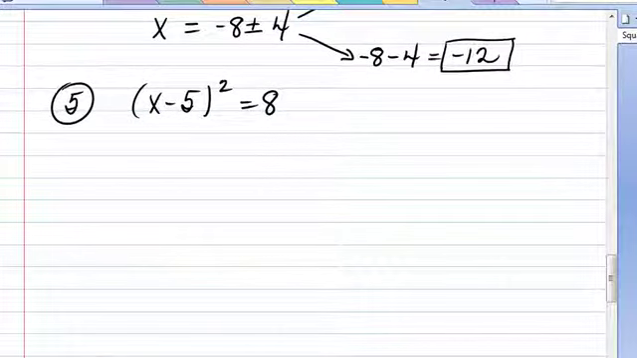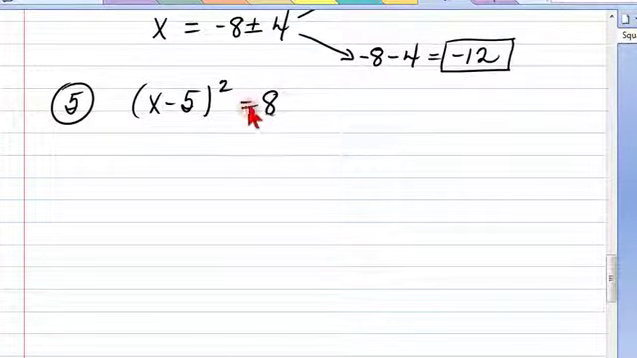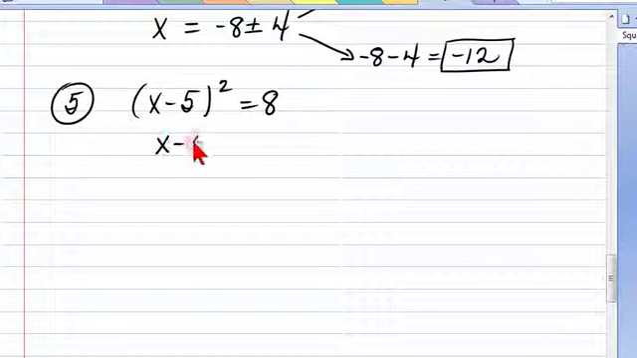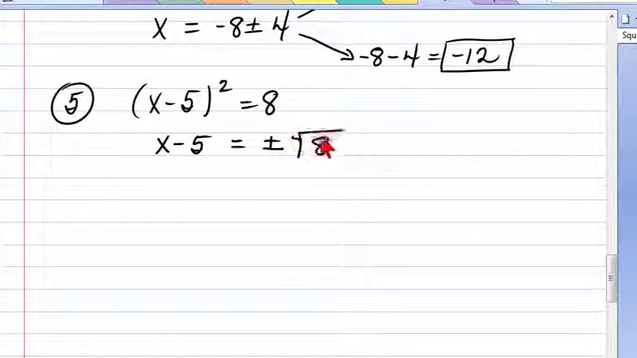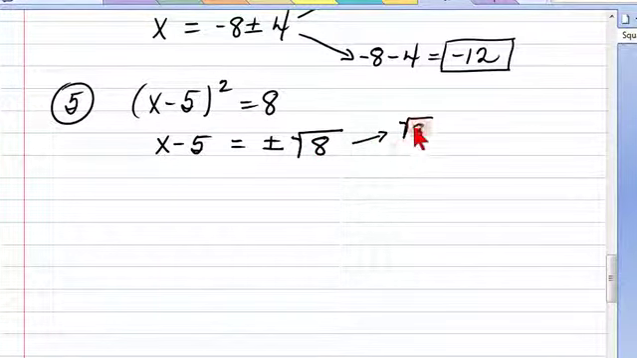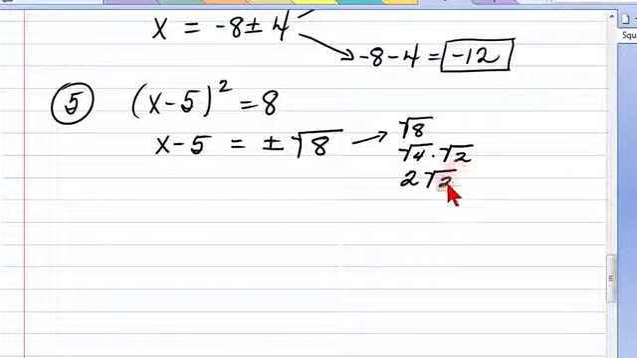All right, does this problem look like we should be using the square root property? Something squared equals a constant number. Okay, so I jump in and use the square root property. I get x minus 5 is equal to plus or minus the square root of 8. Now, 8's not a perfect square. Can you simplify the square root of 8? I hope so, yes. It is the square root of 4 times the square root of 2, which is 2 times the square root of 2.